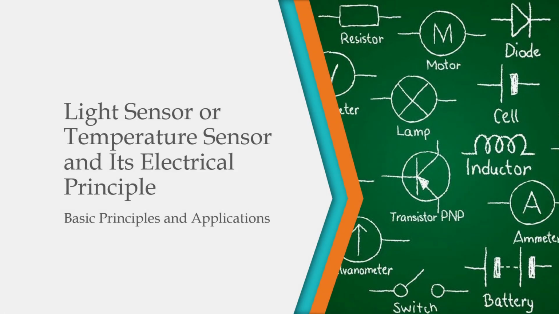Hello everyone. Today we are going to explore two of the most fundamental electronic components used to interface the physical world with our circuit, the light sensor and the temperature sensor. These devices are known as transducers because they convert physical properties like intensity and heat into measurable electrical signals. We will examine the specific electrical principle behind them and look at their practical application.